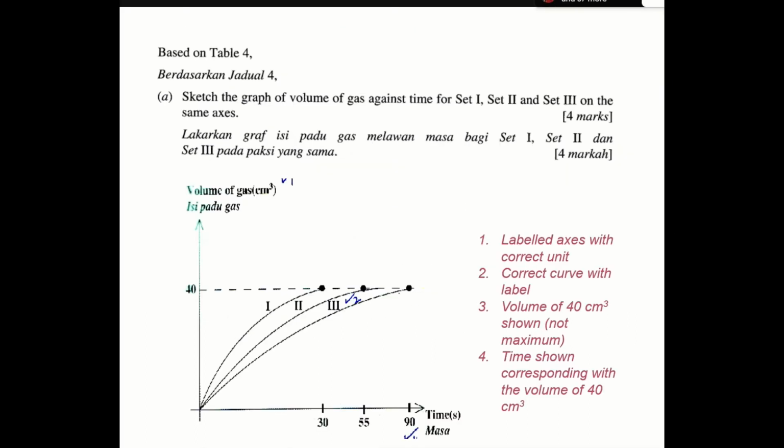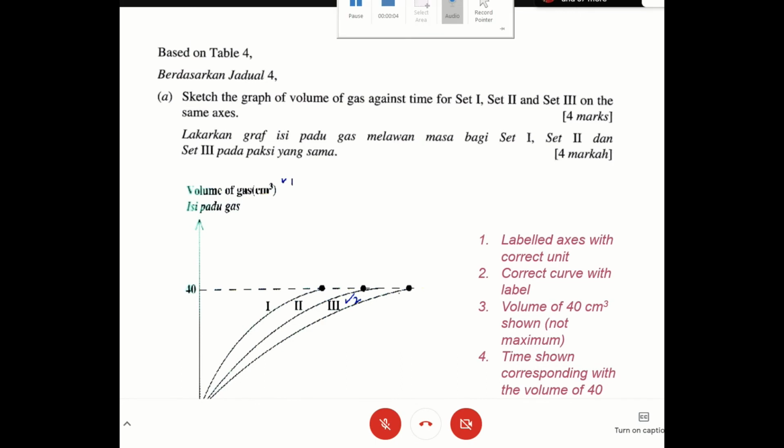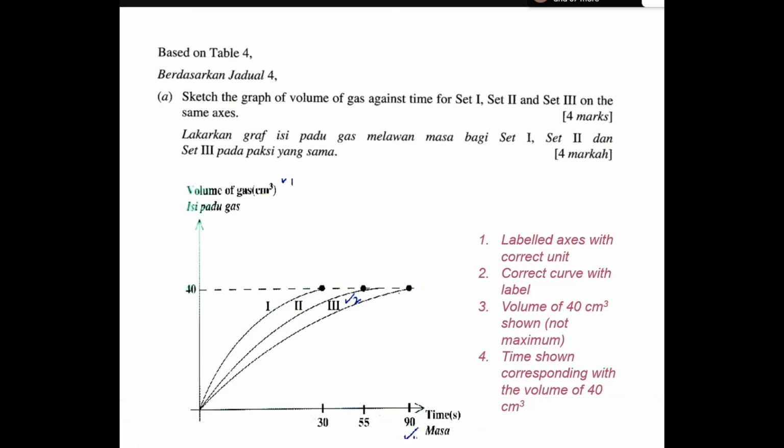Not yet complete. Okay, so correct curve 1, 2, 3. After that, we need to label the 40 centimeter cubed. So we draw it by using a dashed line. If you draw it by using a solid line, then people will be confused with it. Is it experiment 1, 2, 3? They already complete at 30, 55, and 90 seconds.